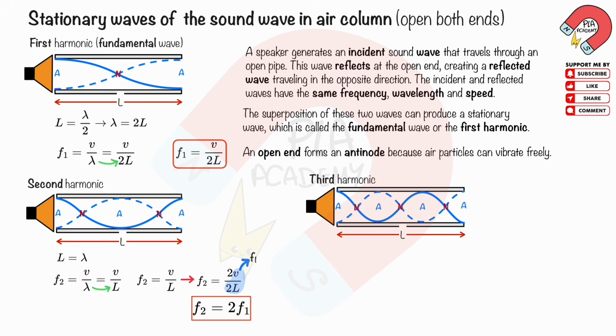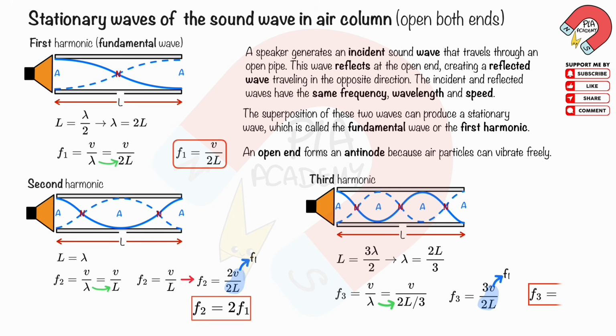The third harmonic has a 3/2 loops pattern, indicating that L equals 3/2 of a wavelength, so the wavelength equals 2L over 3. The third harmonic frequency F3 can be calculated by dividing the speed v by wavelength lambda. Substituting lambda equals 2L over 3, F3 equals 3v over 2L. And v over 2L equals F1. So, F3 equals 3 times F1.